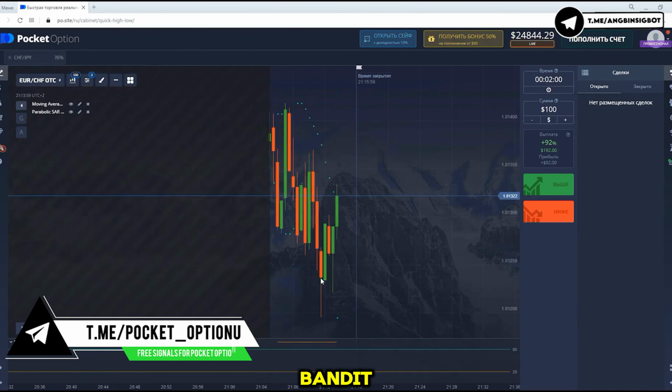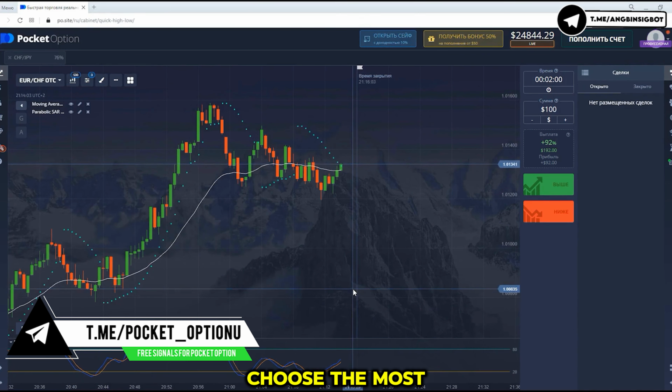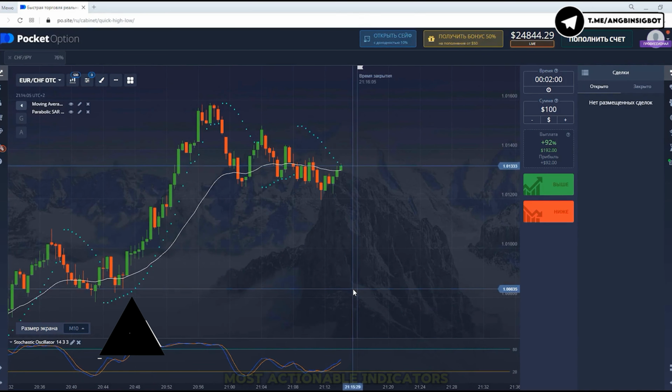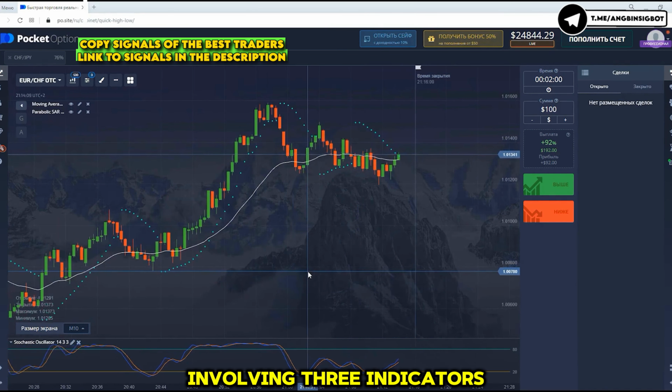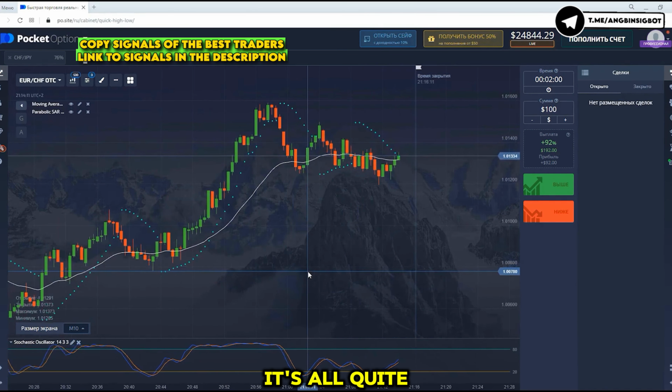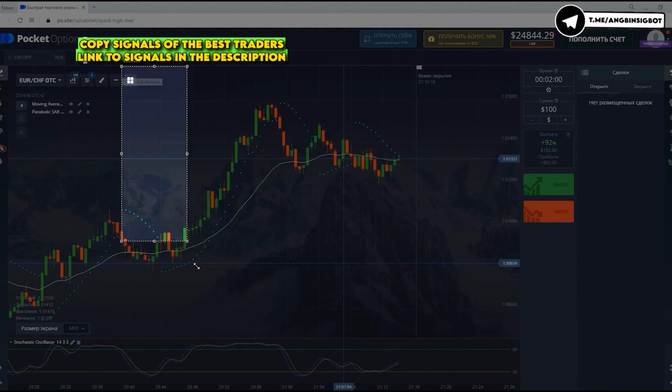This is Binary Bandit. We continue to work with indicators, testing them, and together with you, we will choose the most effective, most profitable, and most actionable indicators. Today we have an interesting strategy involving 3 indicators that work together. It's all quite simple, so let's look at an example for now. There will be a bit of drawing to ensure everyone understands.